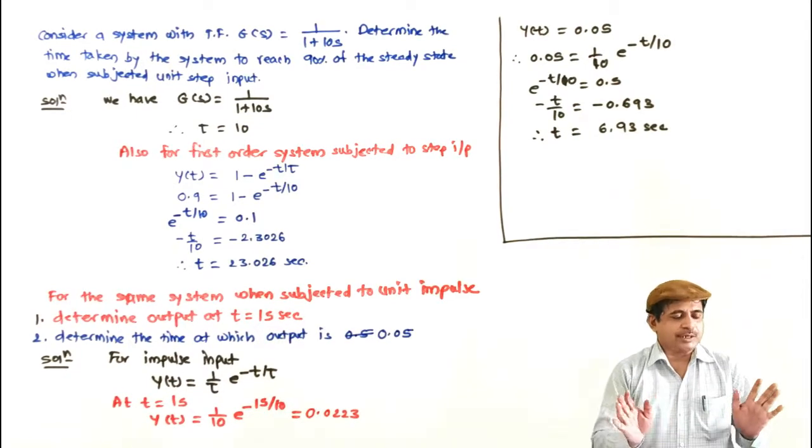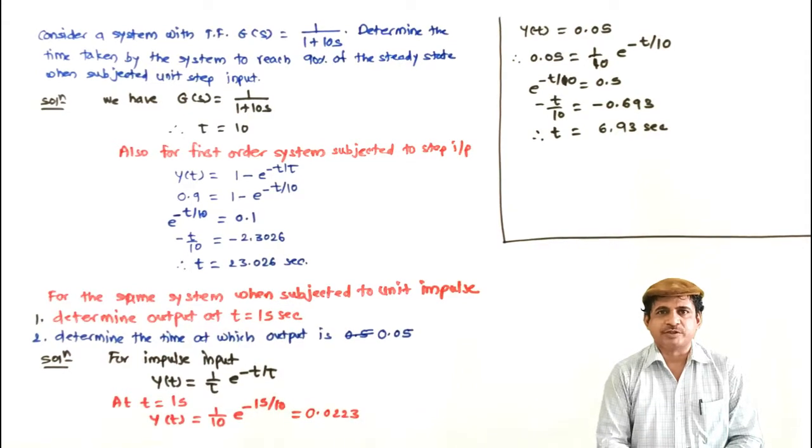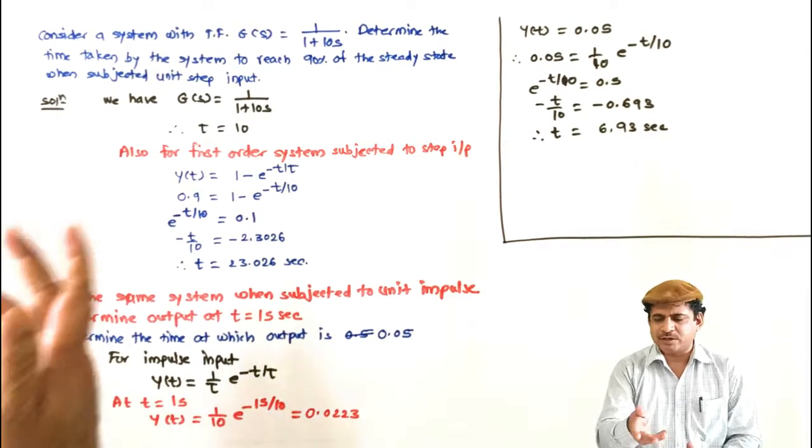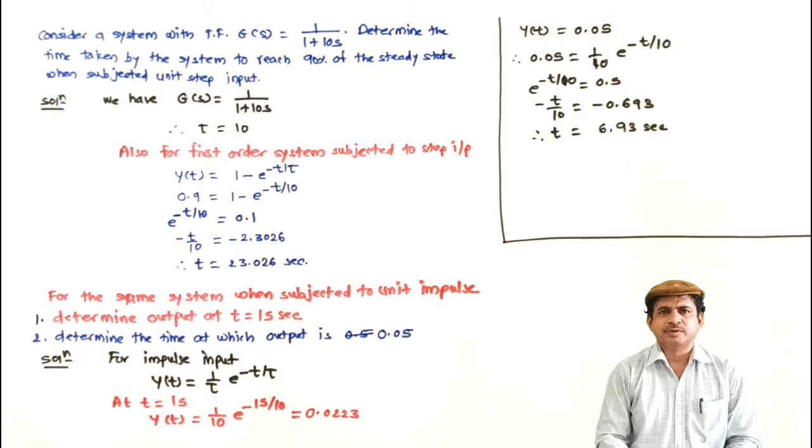So we have discussed the impulse and step response of the first order system, and we have solved sample numerical examples also. It is enough in this class. In the next lecture we will discuss the second order system and its 4 different types depending upon the damping factor.